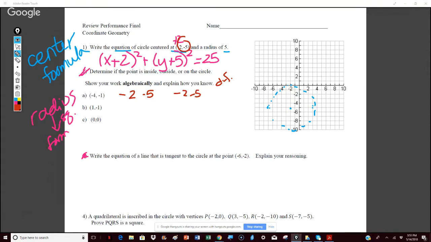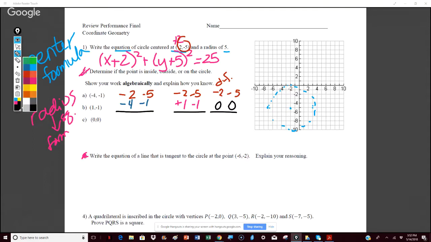So we know we're going to do this 3 times. Whoops, I wrote the number 3. Okay, and then you put the point underneath it. So this is for A. I'm going to put down -4, -1. For B, I'm going to put down +1, -1. And for C, I'm going to put down 0, 0. So I'm doing all 3 problems at once. You put one on top of the other.